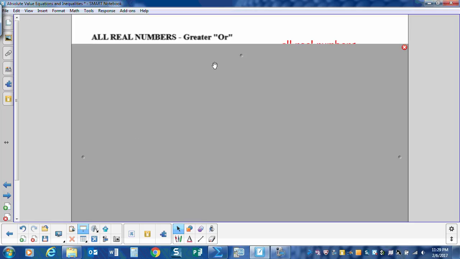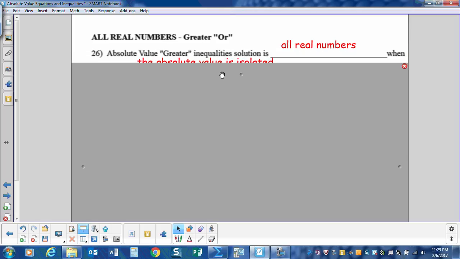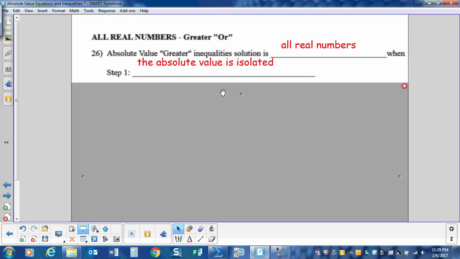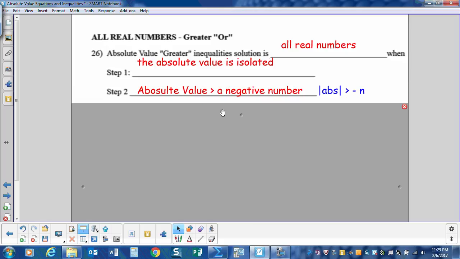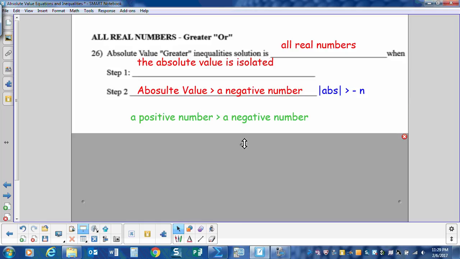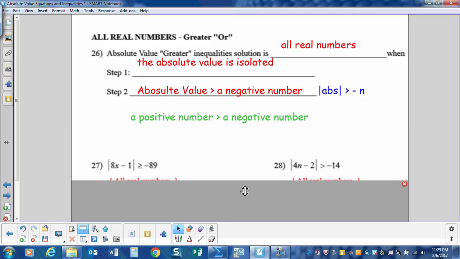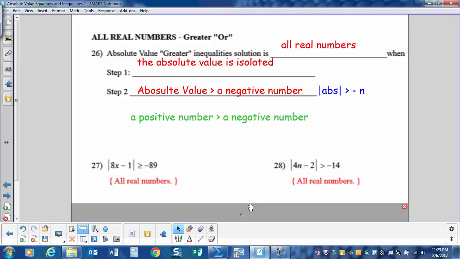So let's look at the special cases for the greater than or statements. The solution for absolute value greater inequalities is all real numbers when the absolute value is isolated and the absolute value is greater than a negative number. Remember, the absolute value is a positive number, and all positive numbers are greater than a negative number. So 27 and 28 are examples of those.